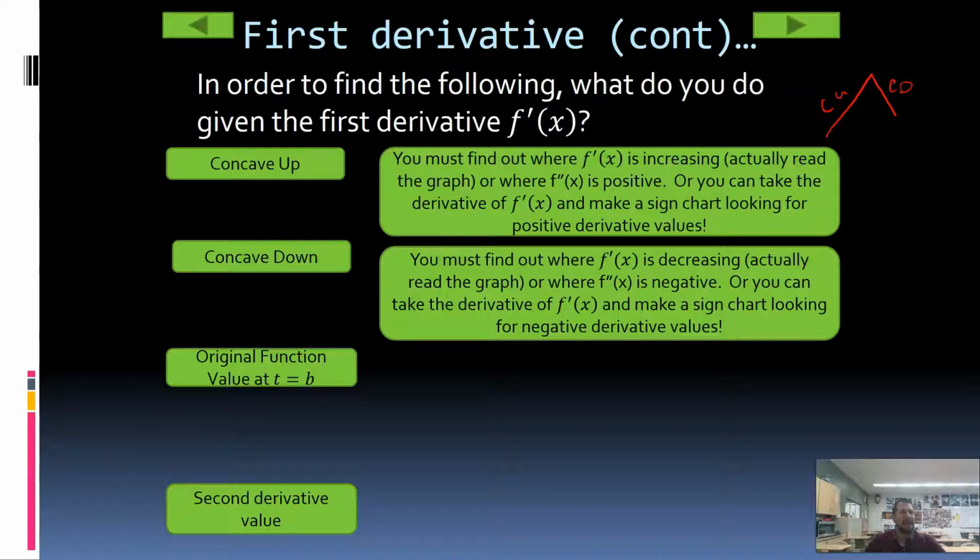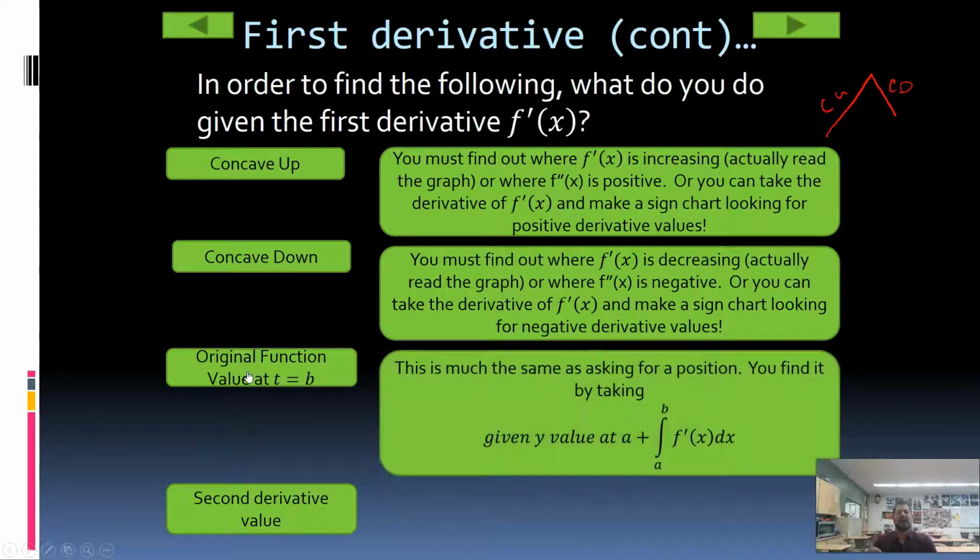You could as well, if you actually had the function, take the derivative of the first derivative to get the second derivative and set up a sign chart like we've talked about before. Now the next one is, let's say again I'm doing that candidate test that we talked about previously, and I want to know the y value at the original function. And that should say x equals b, not time equals b.